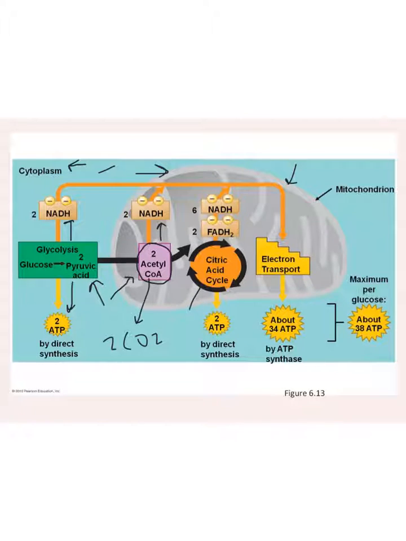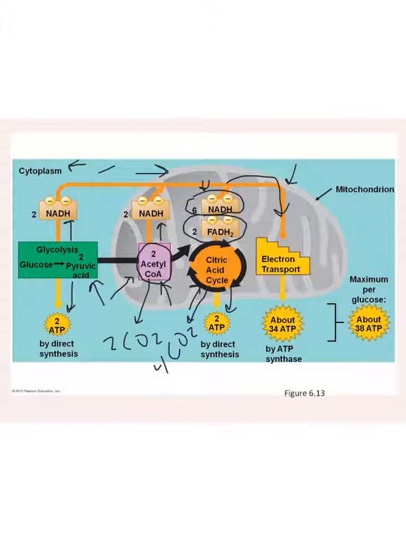In the third step, which also occurs in the mitochondria matrix, just like pyruvate conversion, we made 6 NADHs, which carry high energy electrons. Remember, these guys carry electrons. We made 2 FADH2s, and those were going to be used in the electron transport chain. If you remember, we also made 4 CO2 during the citric acid or Krebs cycle, and we made 2 more ATPs. And the electron transport chain, it says 34.